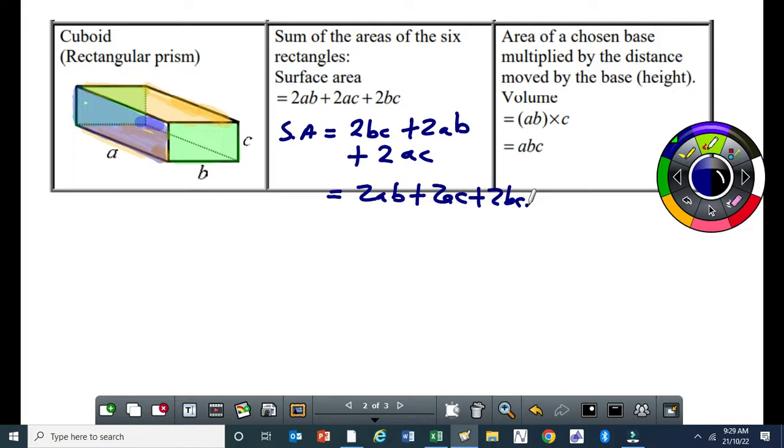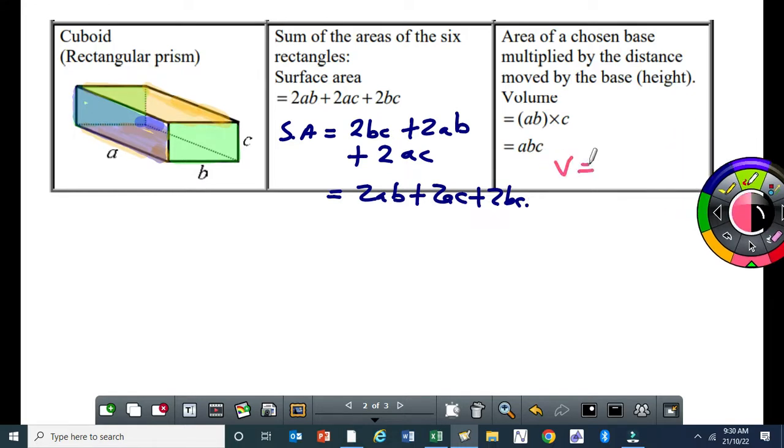Then let's come to the volume now. The volume of a prism, which is rectangular, like that. I've already told you earlier that for all prisms, the general formula for calculating volume is area of base times perpendicular height. So here, what's the base? The area of the base will be AB. Are you following that?